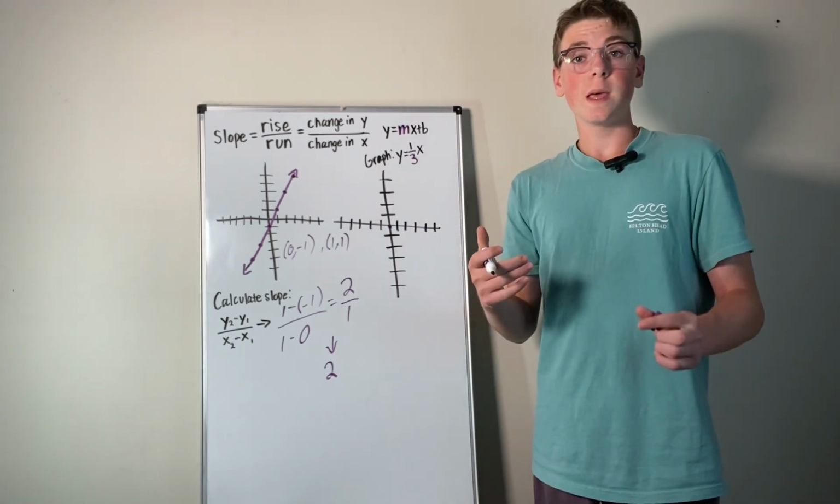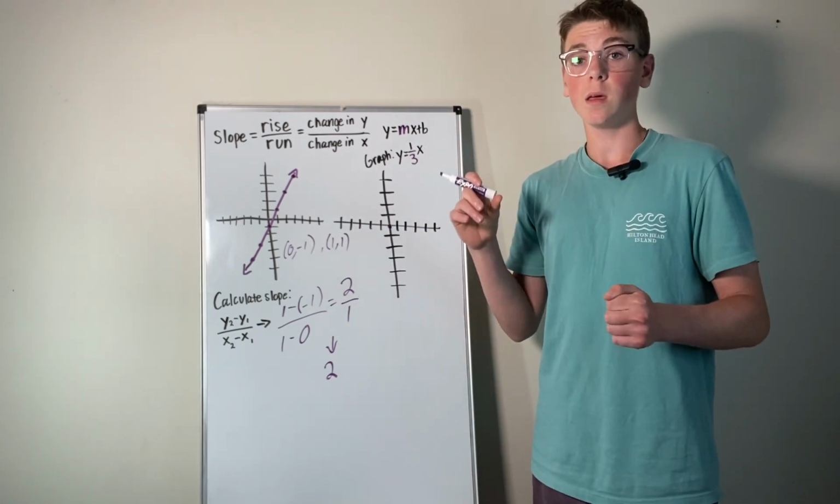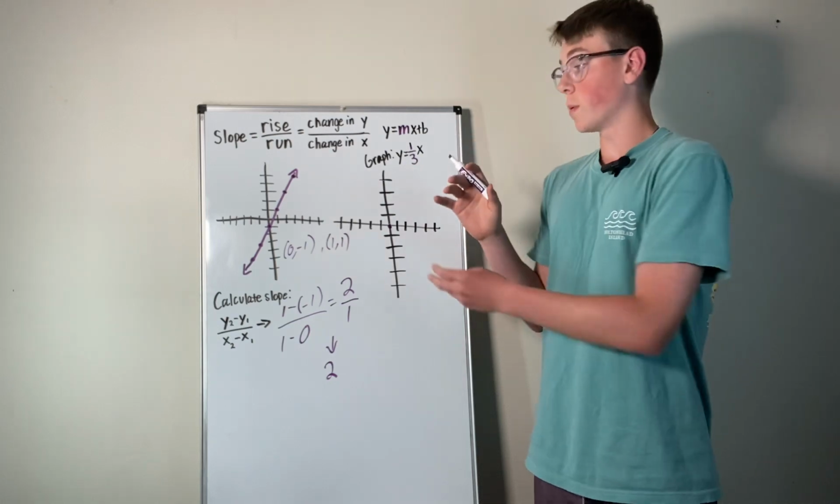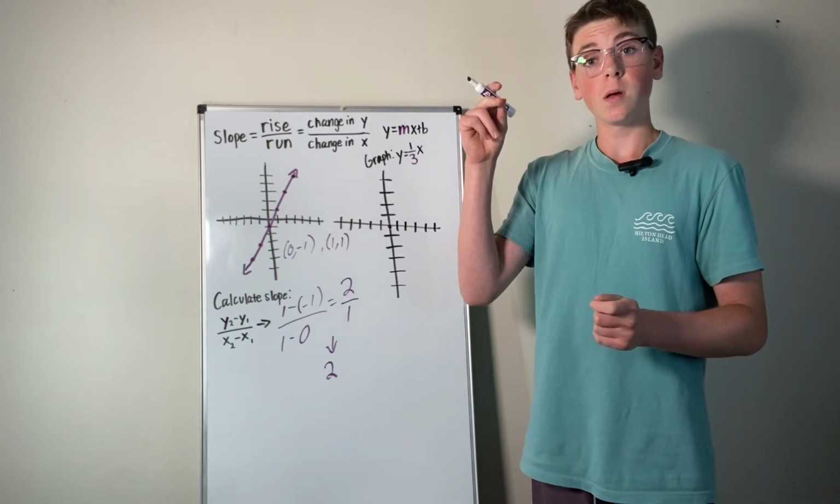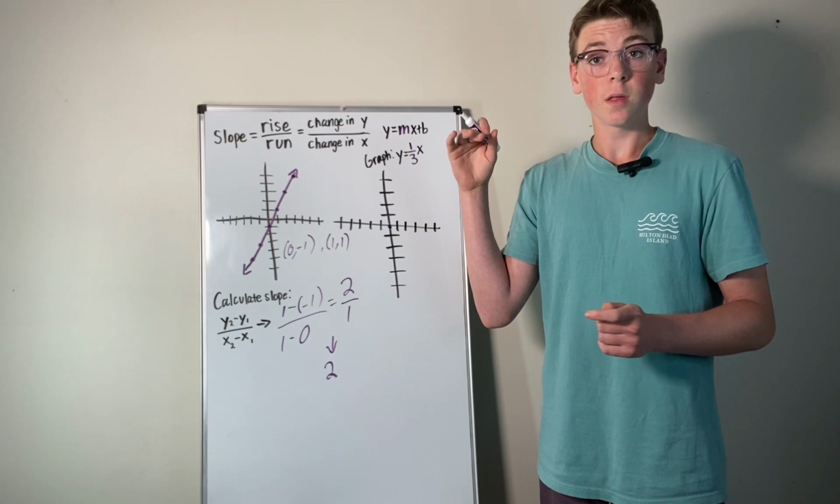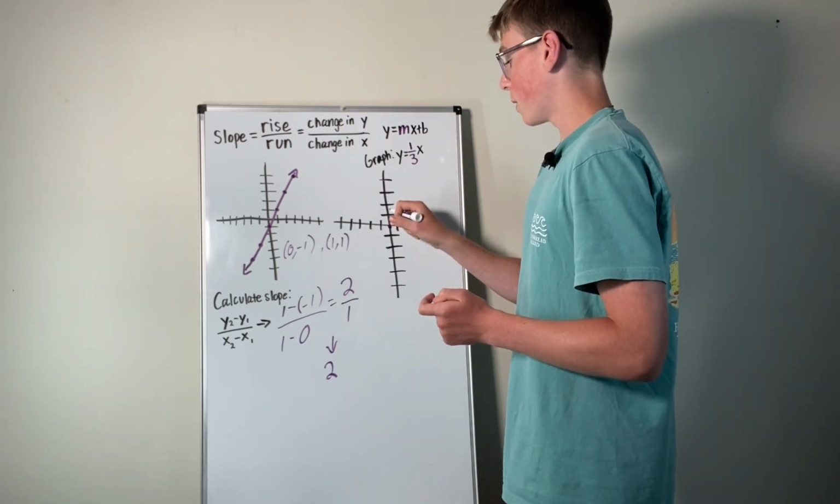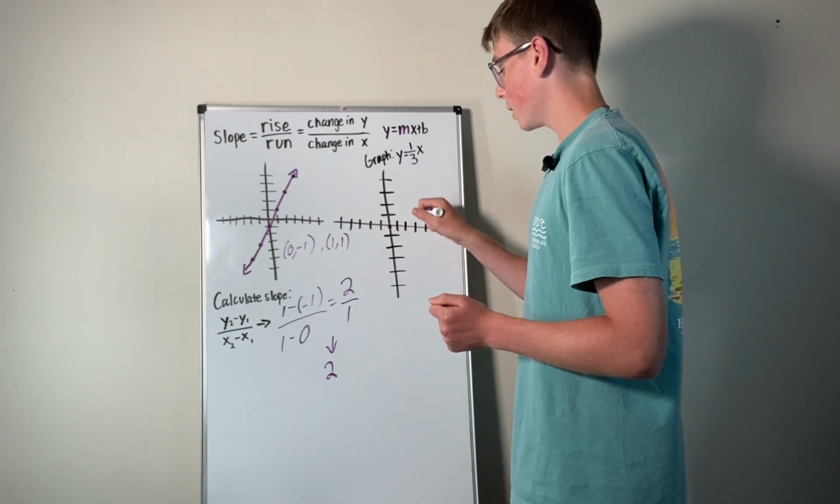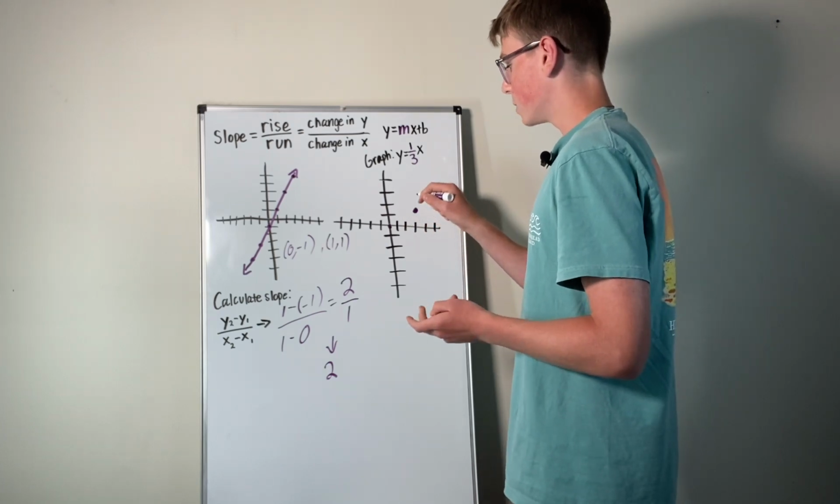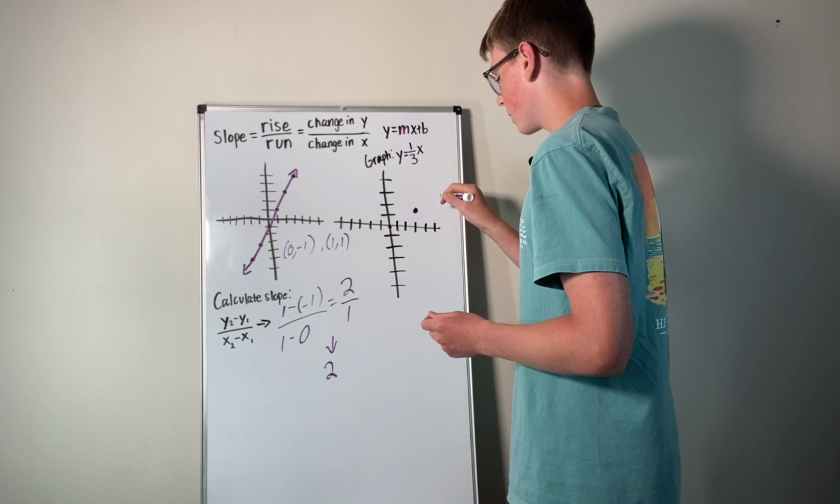Now, our slope is 1/3, meaning for every point going to the right, we are going to go up 1 and over 3 to the right. So rise 1 and run 3. 1, 2, 3.